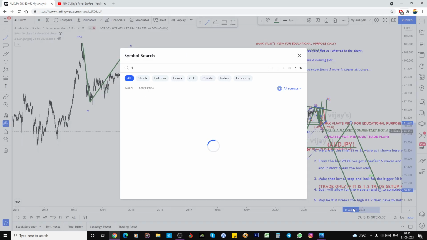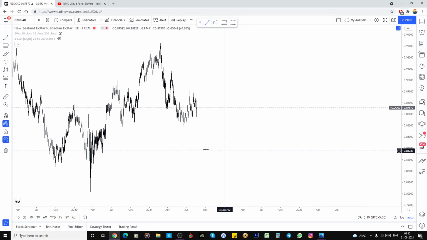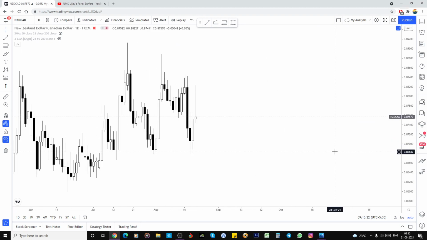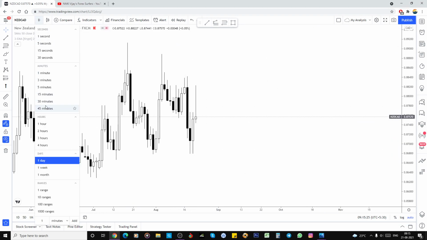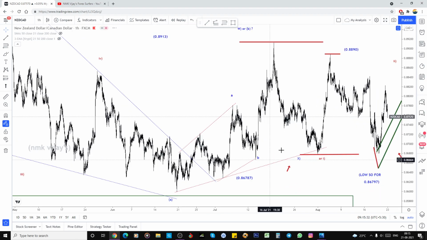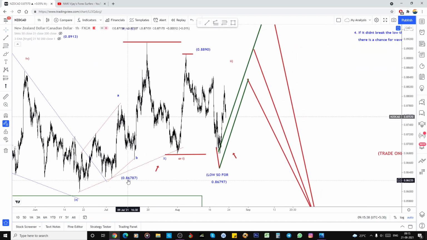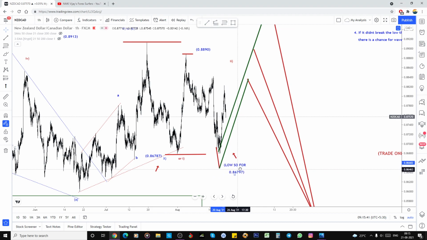The same thing in NZD/CAD. A lot of things you are learning today. With you I am also learning. Even though I have explained and mentioned this perfectly, look at this. How deep I went, just as I am explaining. See this low, right? This low is 86787, and 86797. Still there is 1 pip, but it didn't break. This is the power of Elliott wave. You have to understand what I said.